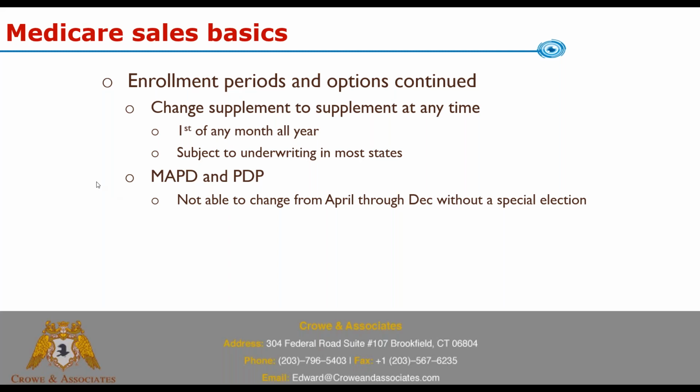Medicare Advantage and PDP, once you get done with OEP from April through December, you can't change people without a special election. So once April hits, they got an Advantage plan. Unless they got a special election, they're in that Advantage or that PDP until next open enrollment.